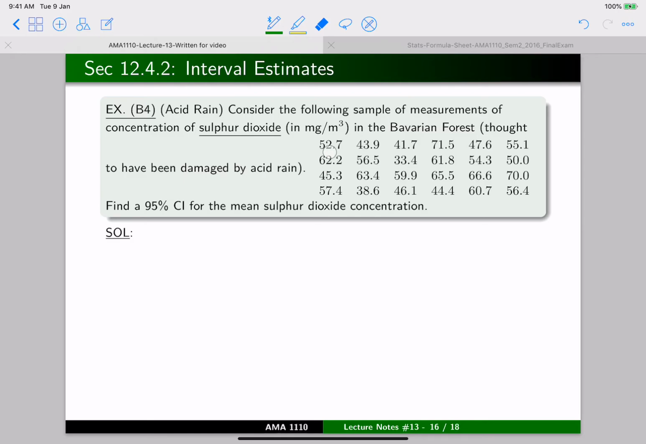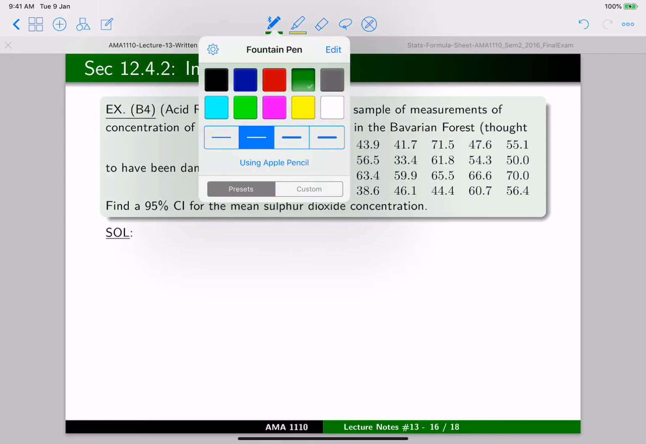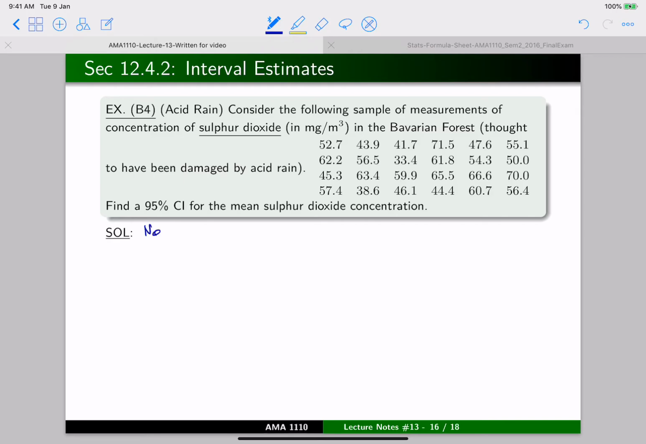So they take 24 measurements of the concentrations of sulfur dioxide in various parts of the Bavarian forest. Find the 95% confidence interval of the mean sulfur dioxide concentration in a Bavarian forest. Okay, so here note that the population standard deviation is not given. So that means you use the t distribution formula for the confidence interval.